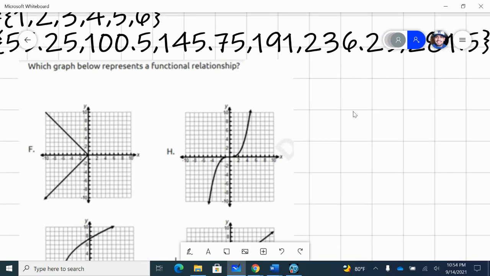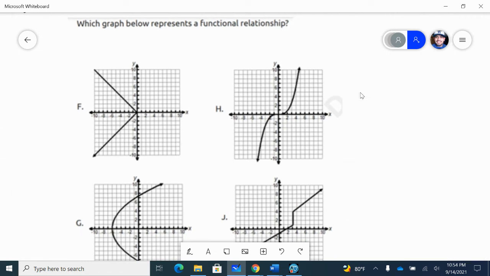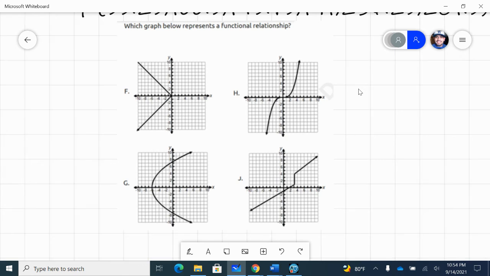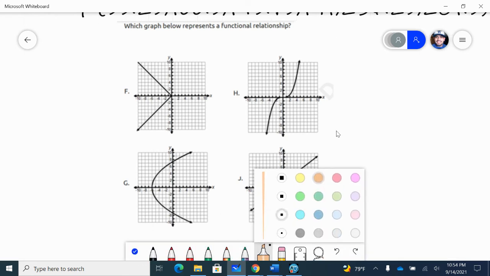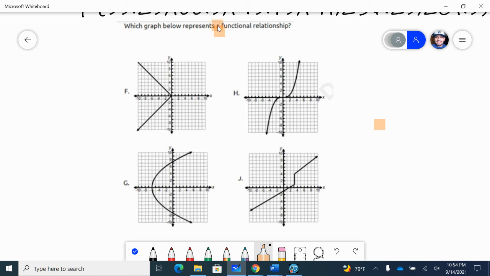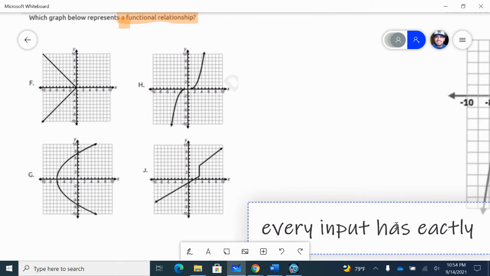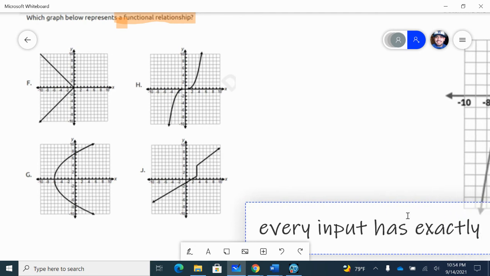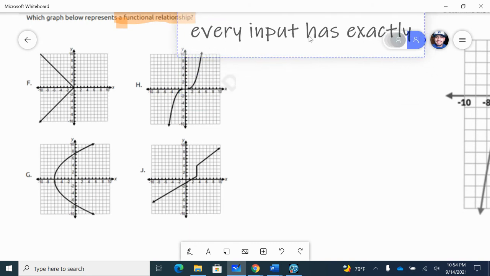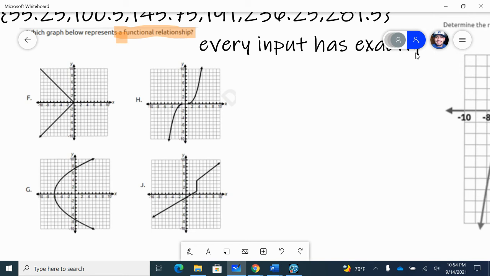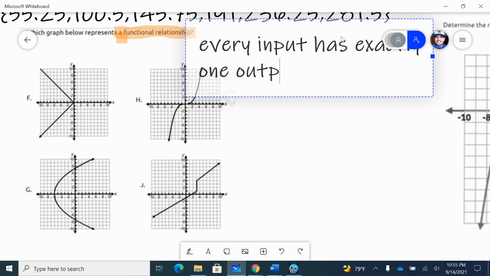This was another easy problem if you took good notes and if you paid attention. The keyword here is which represents a functional relationship. What are they asking for? All they want to know is which one of these is a function. Now, again, we talked about this in class. A function, and we're going to do it again, is every input has exactly one output.